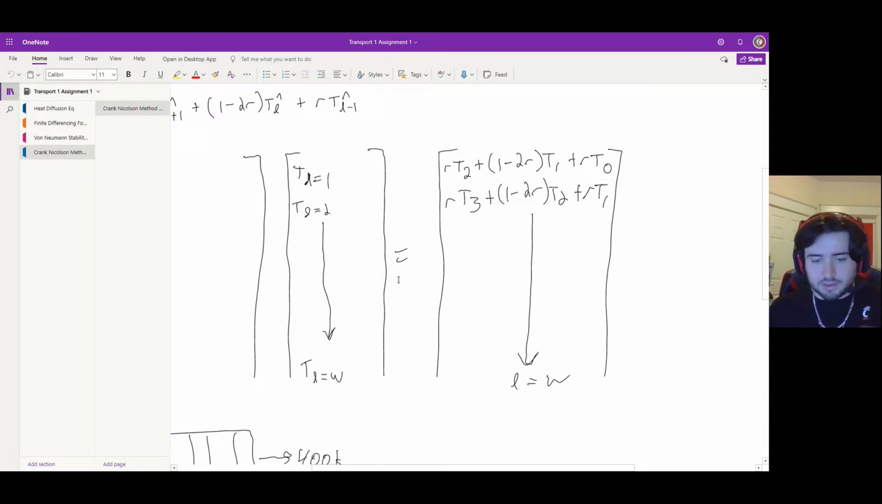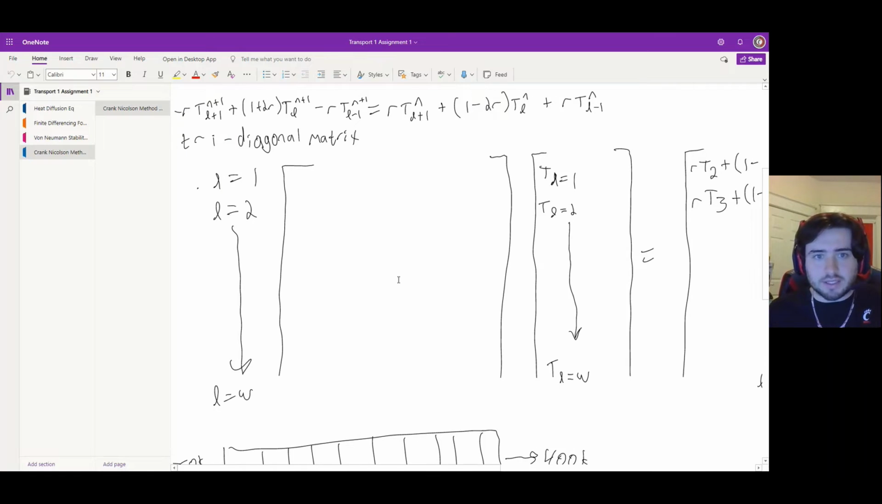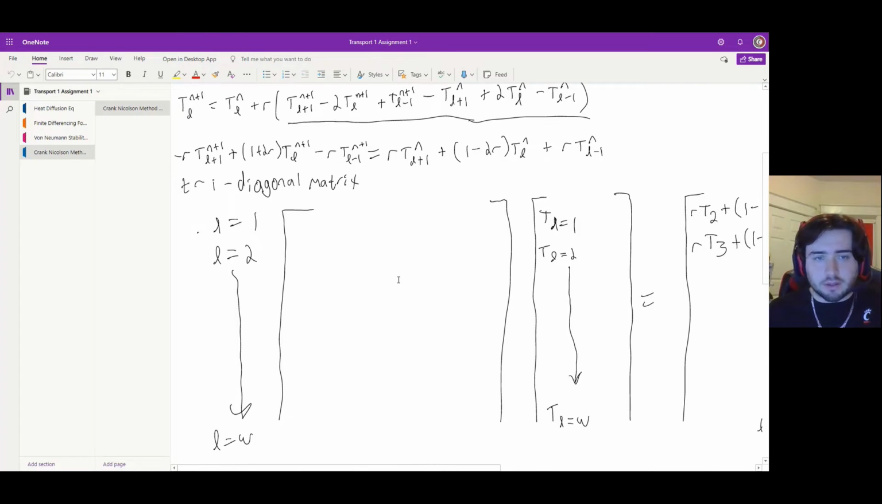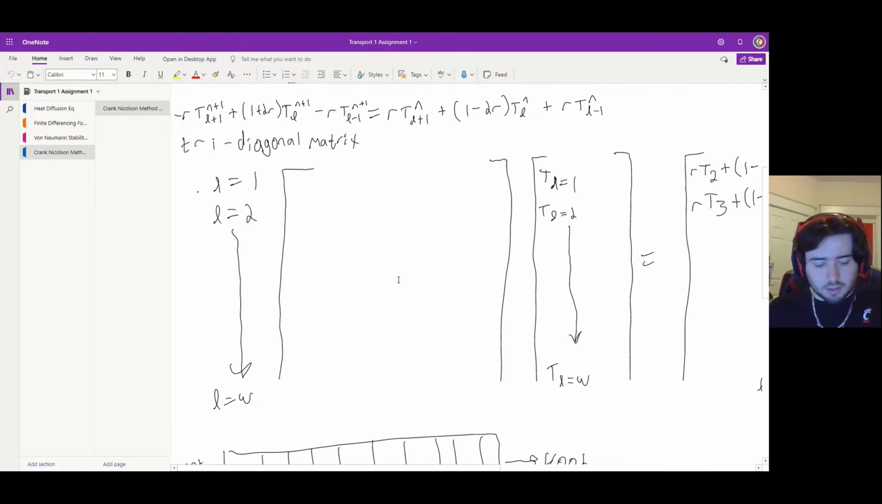Okay, now this first matrix is where things get a little spicy. Basically, there's going to be some terms of L where the temperature beforehand and after will exist, and then there's some terms where it won't. So that'll come into play here.